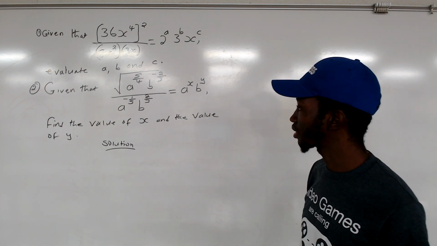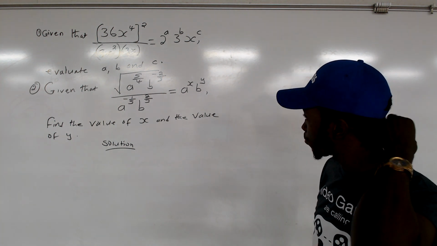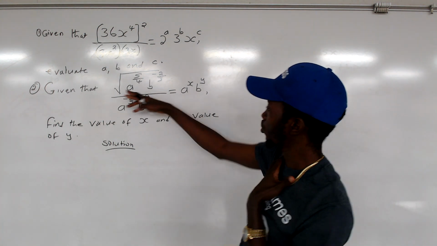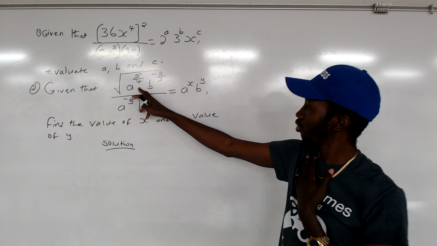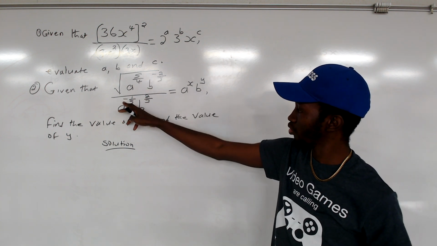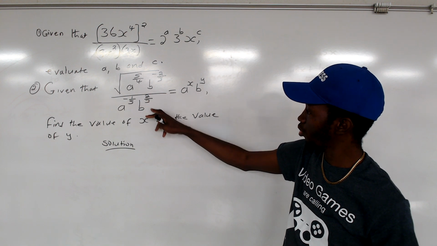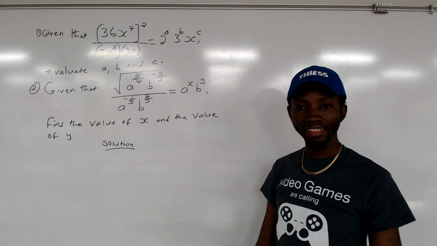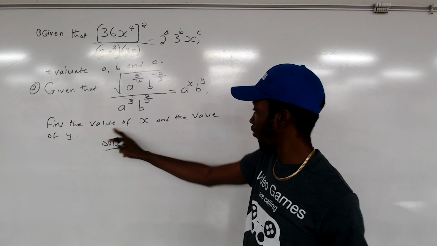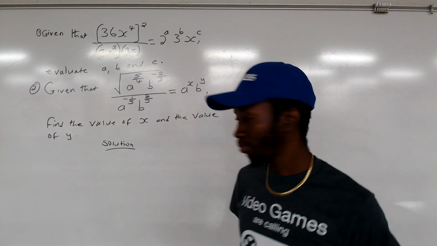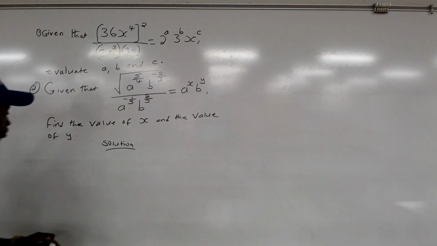So if we consider the second part of the question, question 2, as well, we are given that the square root of a raised to the power 5 upon 4, b raised to the power minus 2 upon 3, divided by a raised to the power minus 1 upon 5, b raised to the power 2 upon 3 equals a raised to the power x, b raised to the power y. We are required to find the value of x and the value of y. Simple and straightforward. Let's start from the first part.